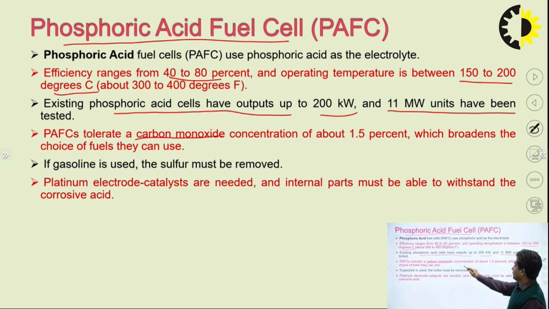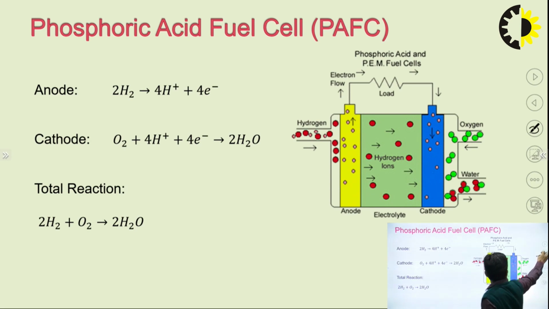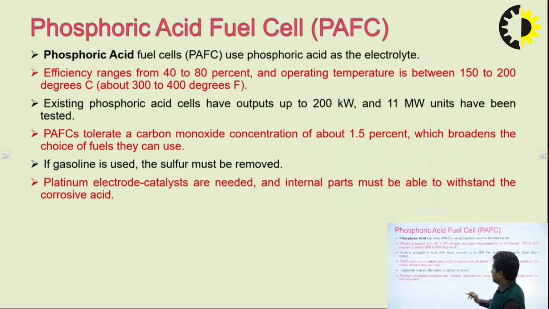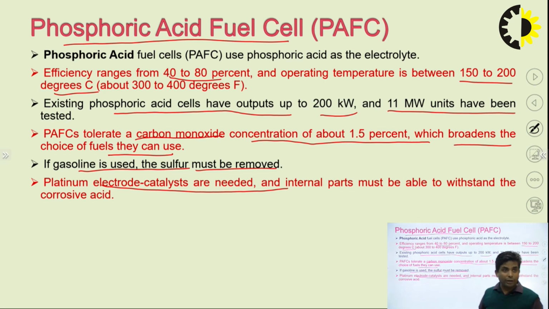Carbon monoxide concentration of about 1.5% is tolerated, which represents the choice of fuel they can use. If gasoline is used, the sulfur must be removed. Platinum electrode catalysts are needed. So these are some specifications or requirements related to the phosphoric acid fuel cell.